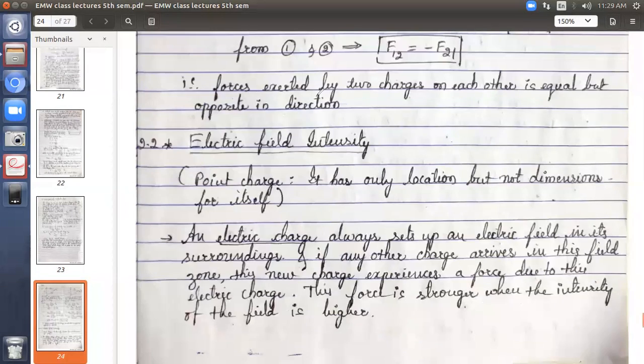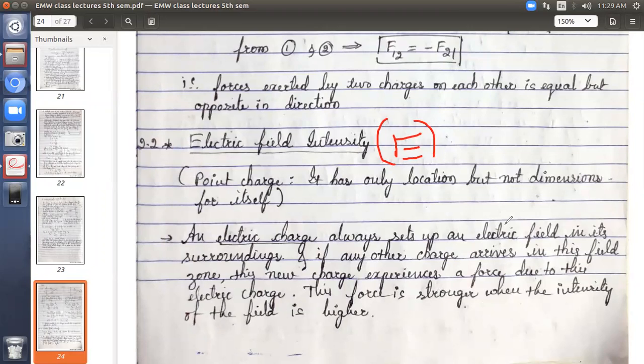Now coming to the next topic, today we are going to deal with electric field intensity. I have not written it here, it is denoted as capital E. Again, electric field intensity is also a vector quantity, which is important. So whenever we are formulating this electric field intensity, we have to consider the direction, just like the force.